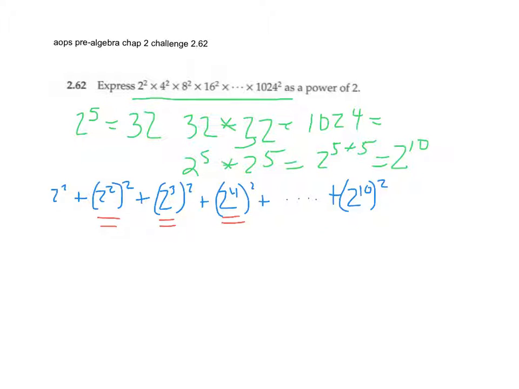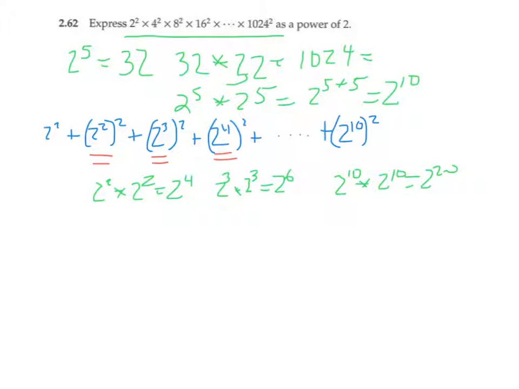But what is 2 squared squared? So 2 squared squared is 2 squared times 2 squared, which equals 2 to the 4th. What about 2 cubed squared? That is 2 cubed times 2 cubed, which equals 2 to the 6th, and so on, all the way up to 2 to the 10th times 2 to the 10th, which equals 2 to the 20th.